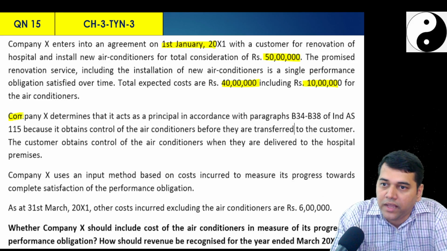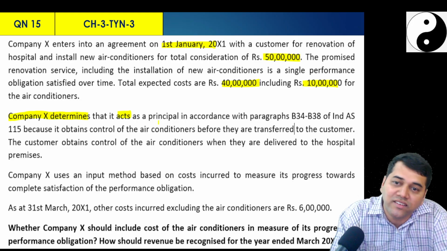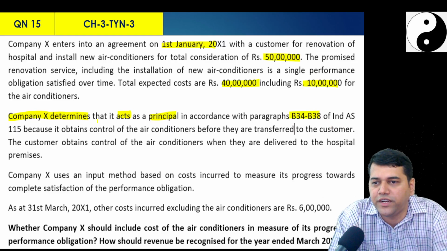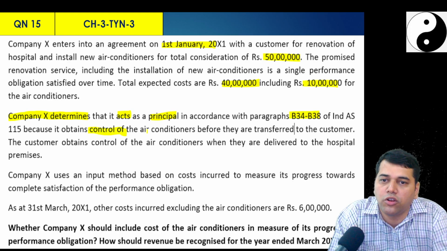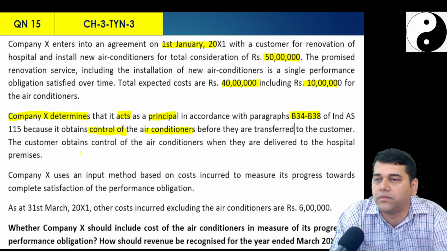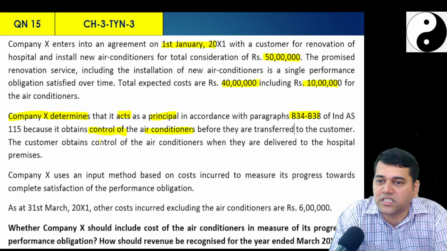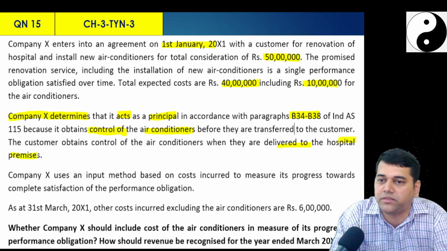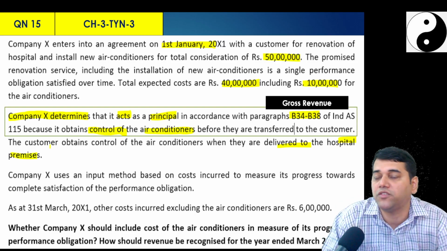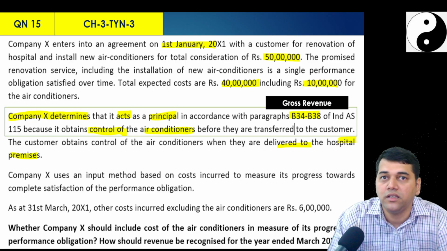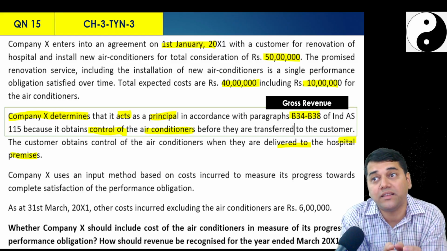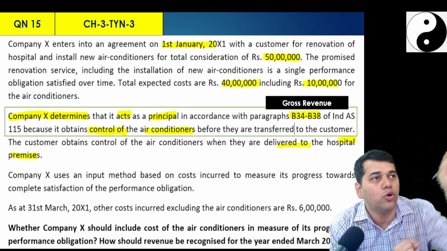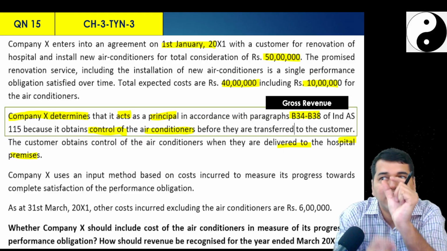They said company X determines that it acts as a principal in accordance with para B34 and B38 of Ind AS 115 because it obtains the control of the air conditioners before they are transferred to the customer. And the customer obtains the control of the air conditioner when they are delivered to the hospital premises. See, what is the implication of this? It says that you have acted in your capacity as a principal. That means your work was not like an agent, like go and tell the elevator company, go and do this. You would have earned a commission.